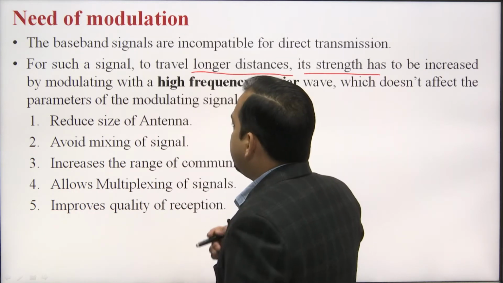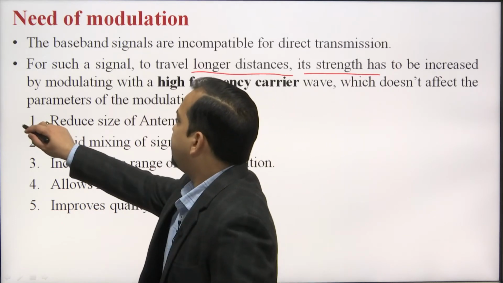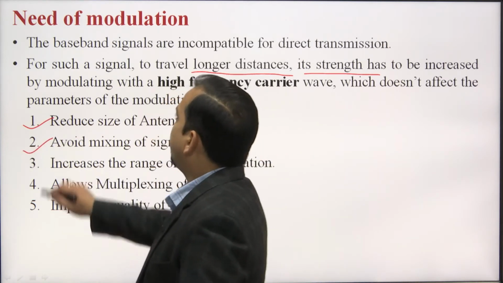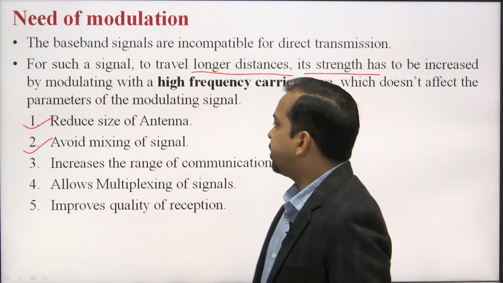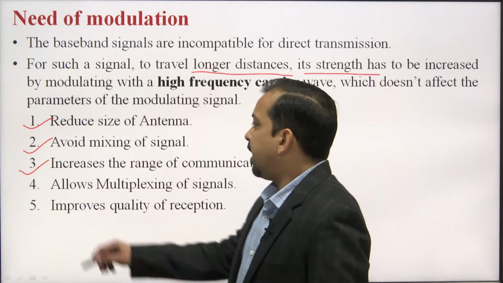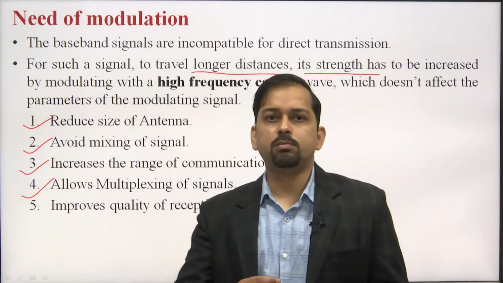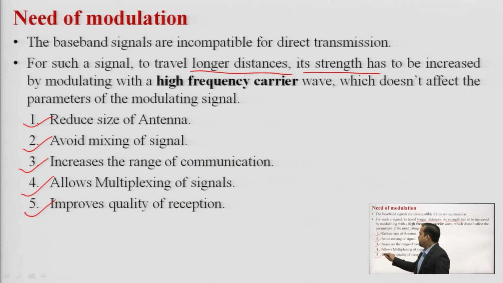After that, with the help of modulation we have a reduction in the size of antenna. Modulation avoids intermixing of signals. With the help of modulation, we can also increase the range of the communication system. It allows multiplexing. Multiplexing means we are transmitting more than two signals simultaneously. Also, with the help of the modulation process we improve the quality of reception.